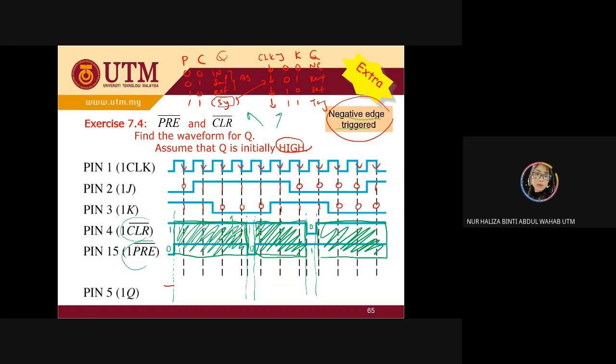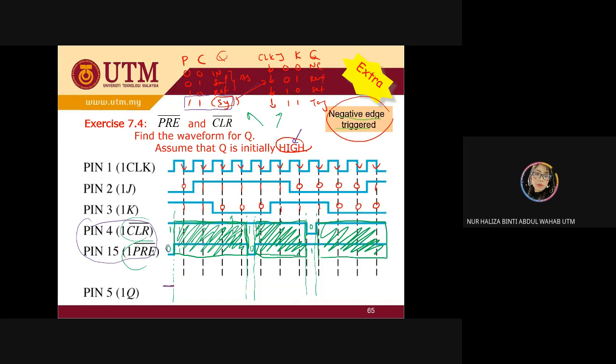My turn now is to draw the output. Okay, first thing, the priority. I need to check my clear and pre. At this side, my clear and pre, of course, this is initial, 0, 1. It doesn't matter because it's going to be set high first. And then it directly goes to my 1, 1, synchronize. So I need to go to my clock.